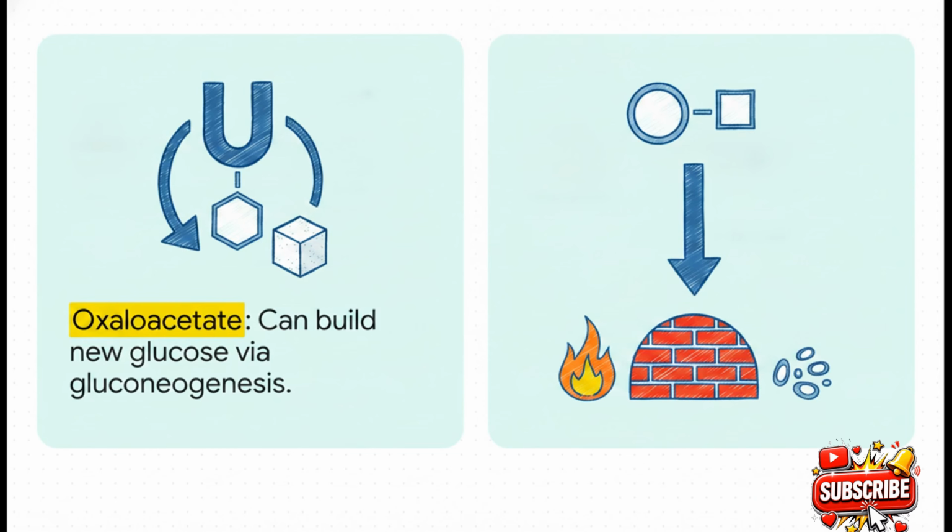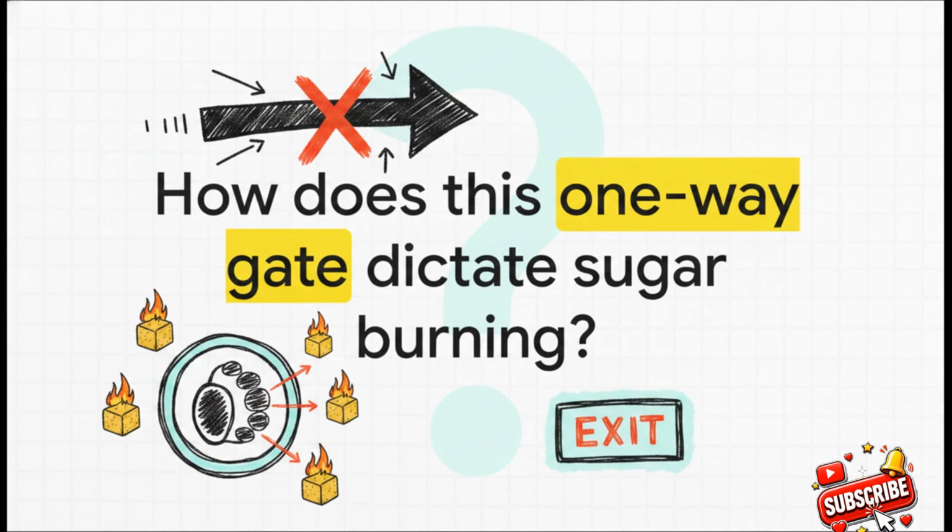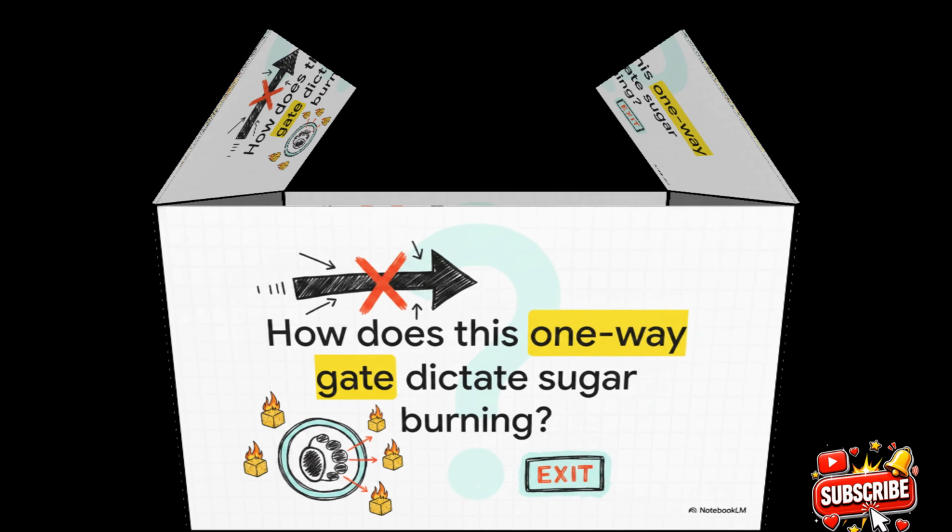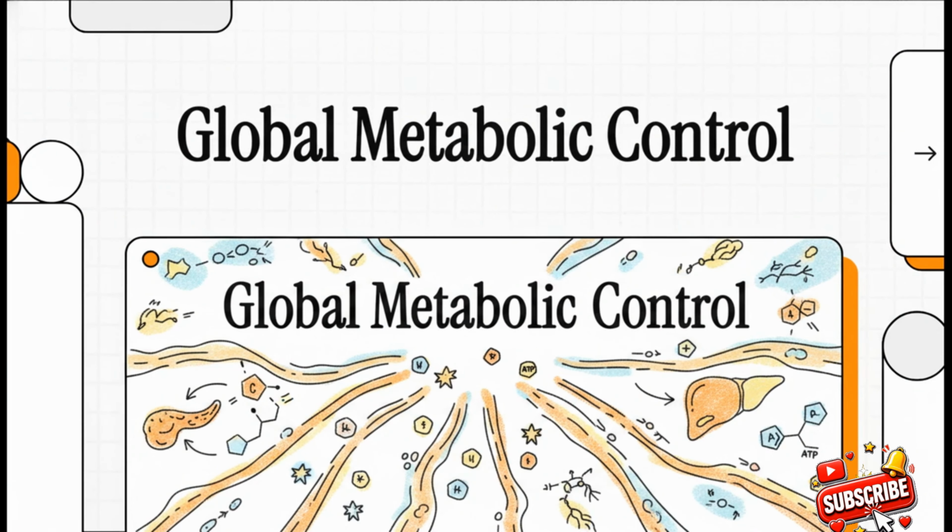But here is the kicker. That oxidation to acetyl-CoA is a one-way street. The cell commits completely. So I'll leave you with this final clinical thought to ponder. Since the conversion to acetyl-CoA is strictly irreversible, how does this one-way gate permanently dictate how our bodies balance burning sugar versus storing it?